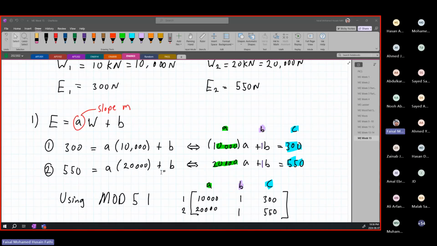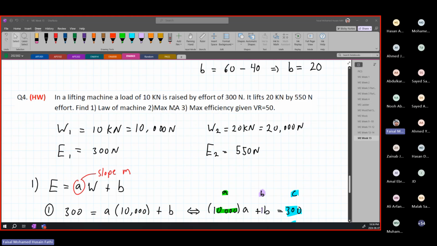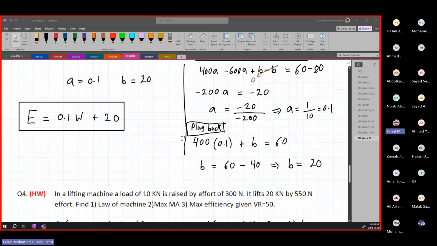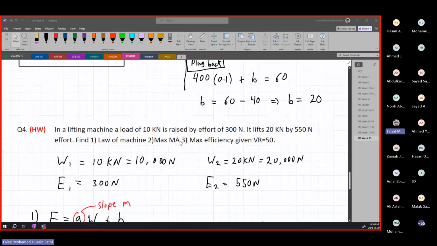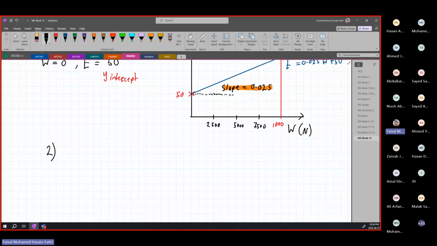Again, this wasn't asked in the question, but I just wanted to show you how the graph would look. The second part says find your maximum MA. I forgot what MA was. Mechanical advantage. Okay, you find your maximum mechanical advantage. So they want the max mechanical advantage, and I saw this equation also in your formula sheet.